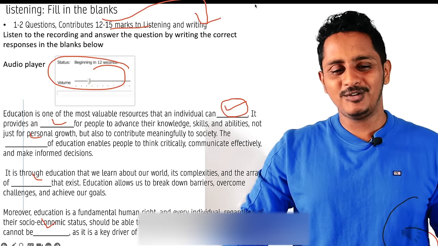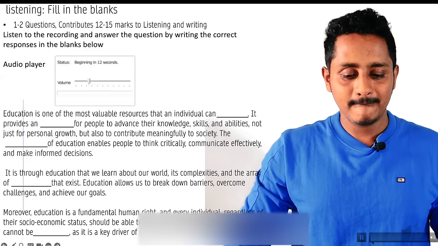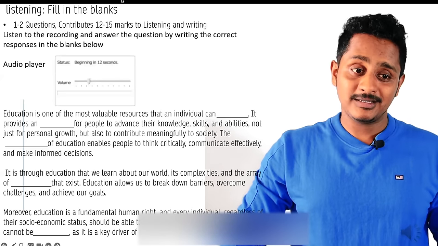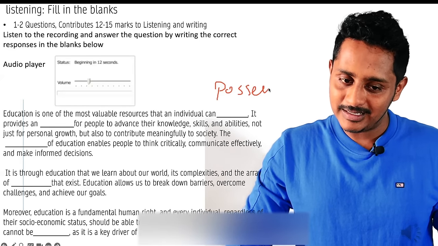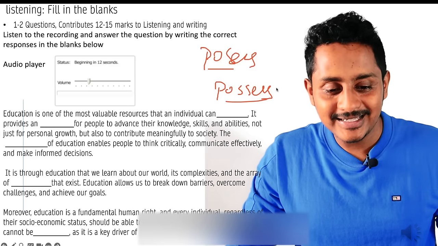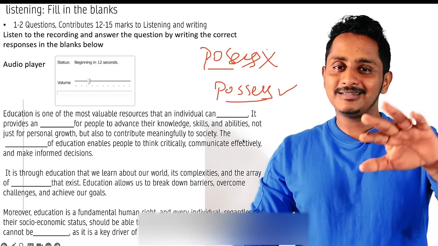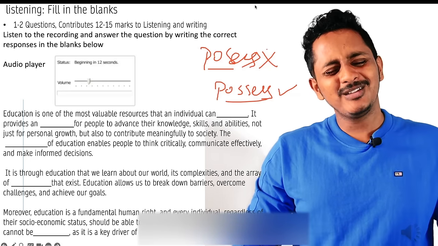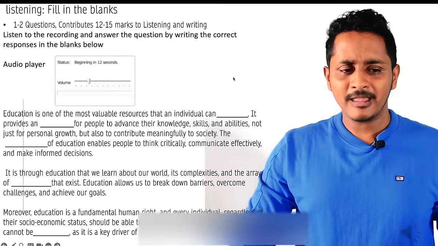I'll just show you for the first one. Let's do this very simple one. Education is one of the most valuable resources that an individual can possess. Now, possess, spelling problem, Nakul. P-O-S-S-E-S-S. Or P-O-S-E-S-S. P-O-S-S-E-S-S, you write this, you get 2 marks. You write this, you get 0 marks. Like this, 10 to 12 or 15 blanks will be there. Every correct word will give you the correct score. There are a lot of strategies using grammar we can fix. You can check my other videos for the same.